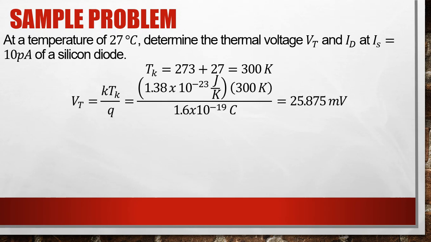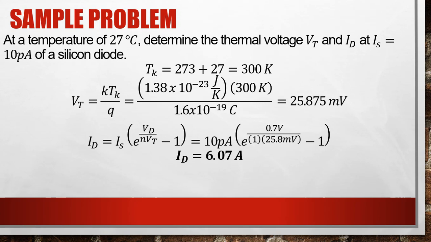To compute for diode current, we'll use a voltage drop across the diode equals, dahil silicon diode yung gamit natin, we know that the voltage drop across silicon diode kapag naka-on ay 0.7 volts. And the reverse saturation current is 10 picoampere, and N is equal to 1 as our ideality factor. Transpose it to the Shockley's equation. We'll get 6.07 ampere at voltage drop equal to 0.7 volts.